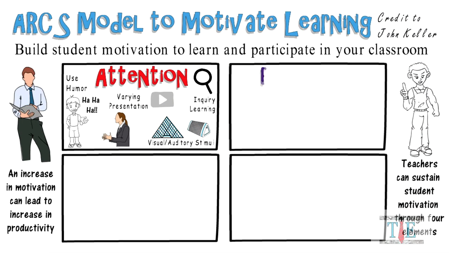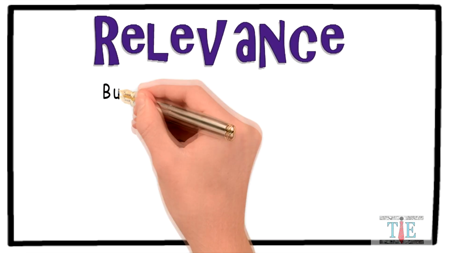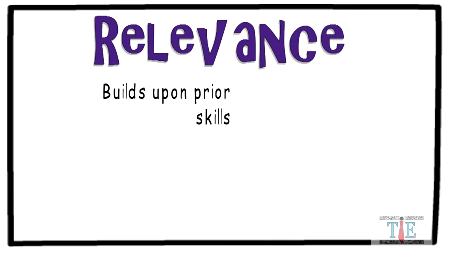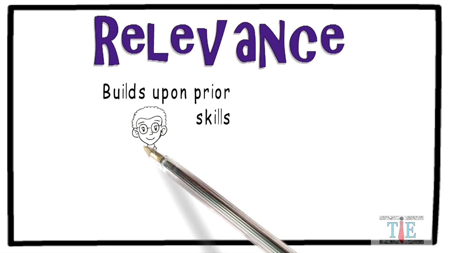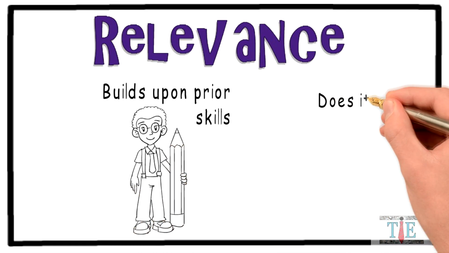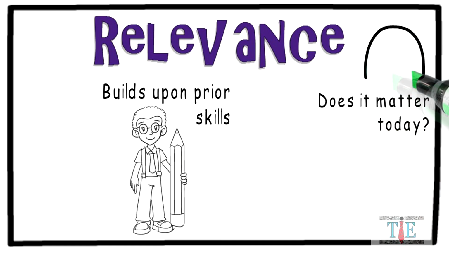The next element to motivate your students is relevance. Students find learning relevant when they're able to build upon their prior skills and knowledge. Let your students know how this lesson relates to the prior lesson and how it relates to anything they have learned. Students will ask themselves, remember, we are teaching children and adolescents.